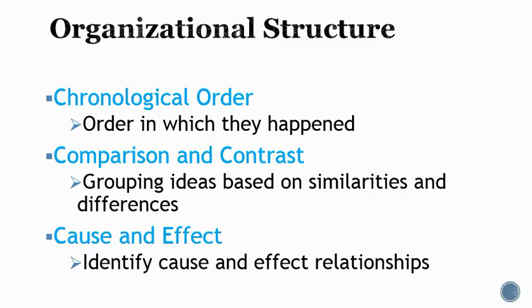A second structure is called comparison and contrast. That's when we group ideas based on their similarities and differences. We did this in our last pod. Cause and effect is where you identify cause and effect relationships. The reason this happened is because of this. The reason this occurs is because of this. That's making cause and effect relationships. Those are the three types of organizational structure for informational text.